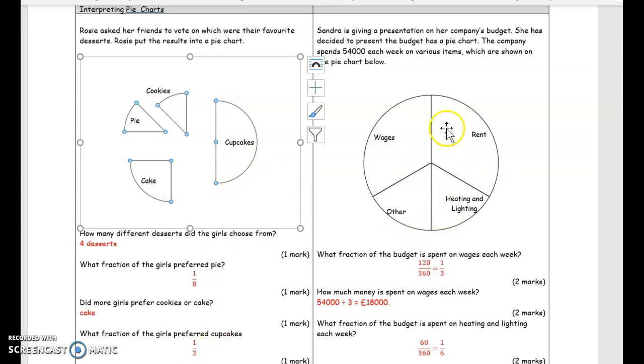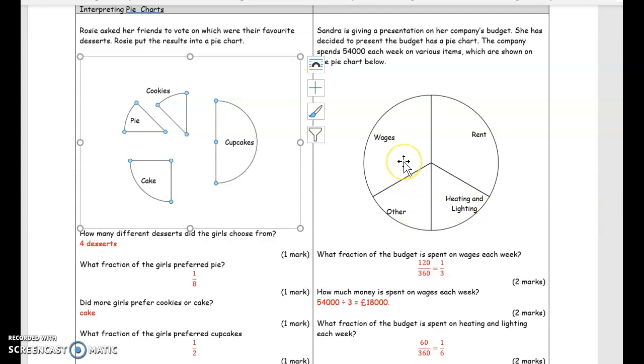Right, this side here, you need to imagine that this piece here can fit in twice to the wages, and this piece here can fit in twice to the rent. So these are the same size, and these two here are double the size of heating or the others. So what fraction of the budget is spent on wages?